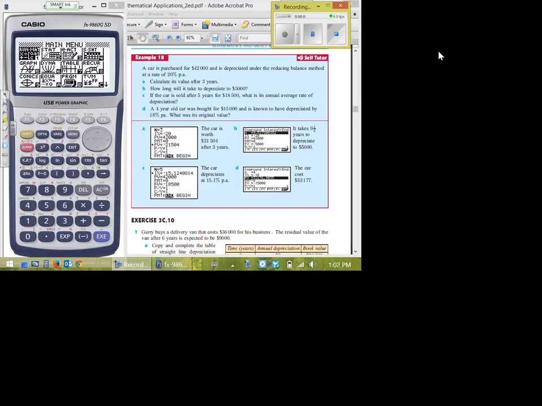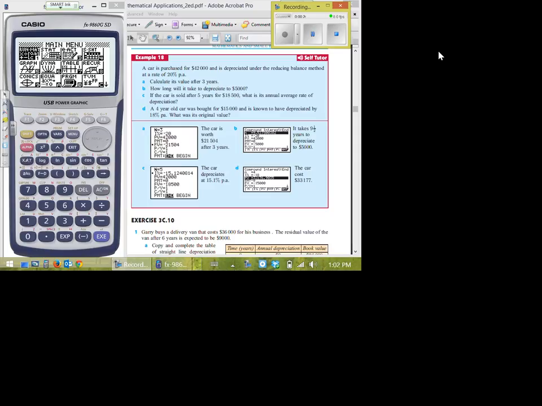What I'd like to spend a couple of minutes now talking about is using your graphics calculator to assist you with your depreciation questions. Now, you really only need to use this for reducing balance questions. Straight line questions, it's quicker and easier to actually use just your normal calculator functions and formula. But for reducing balance, it can be quite handy.